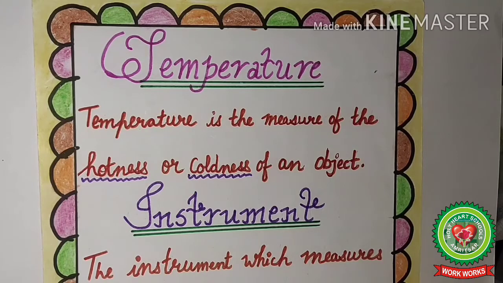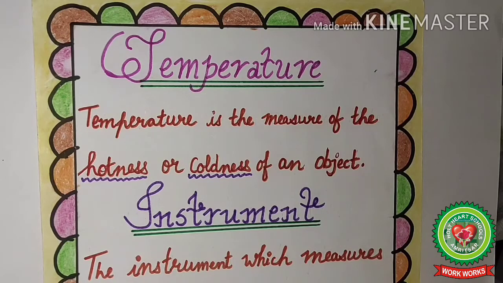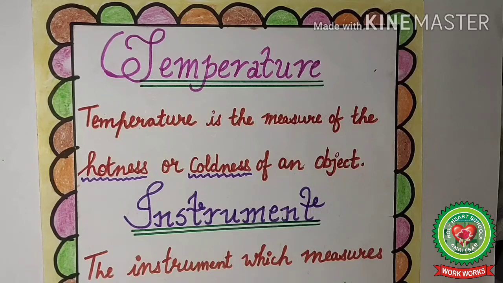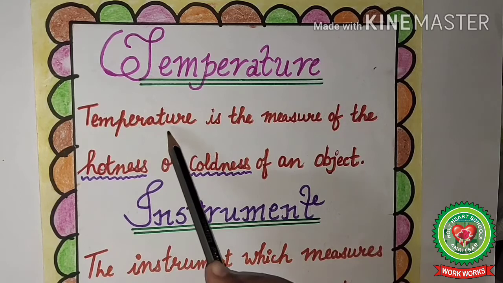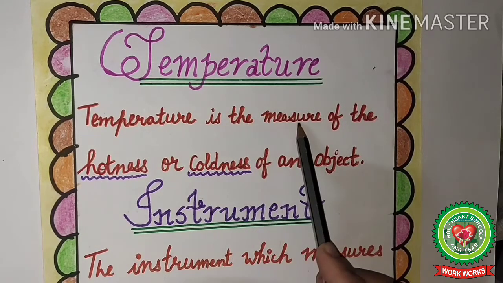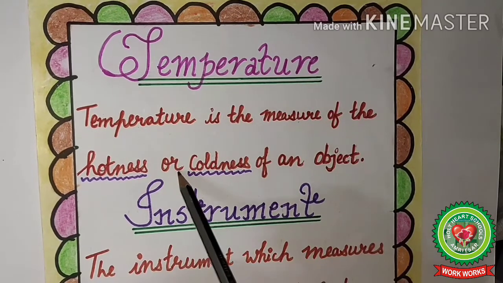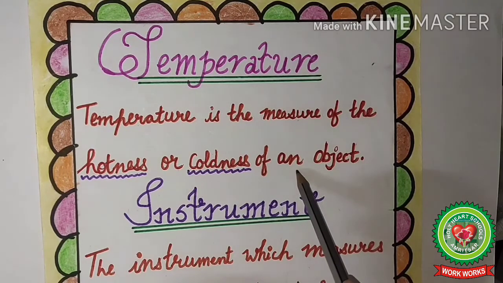Temperature. So far we read how to measure the length, weight, capacity, etc. Here we shall read how to measure the temperature. Sometimes we feel hot, sometimes we feel cold. It happens due to the changing of temperature. So we can say that temperature is the measure of the hotness or coldness of an object.